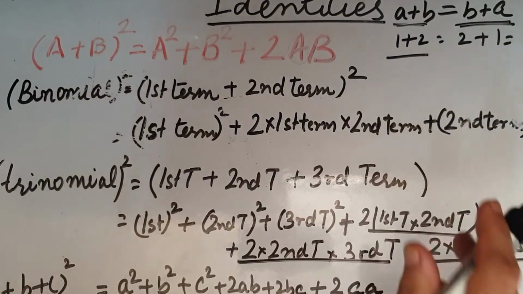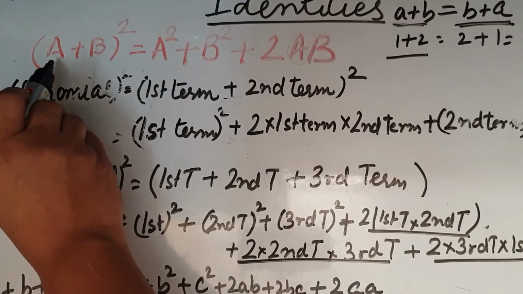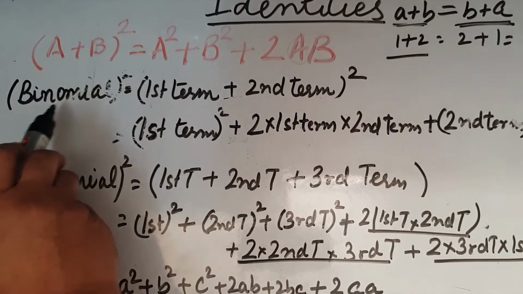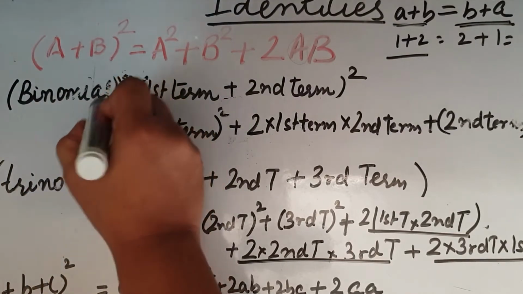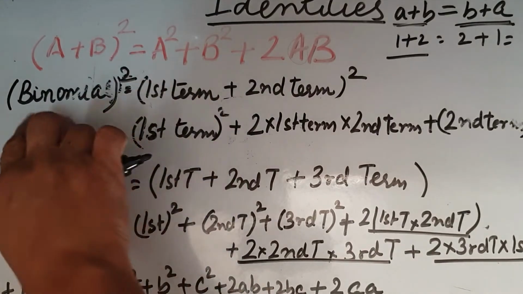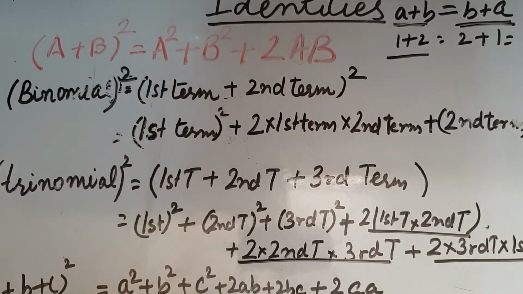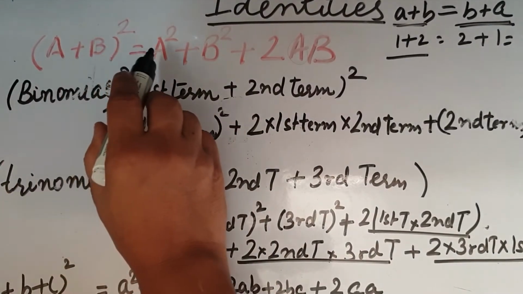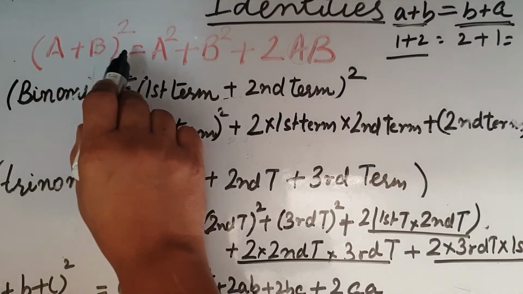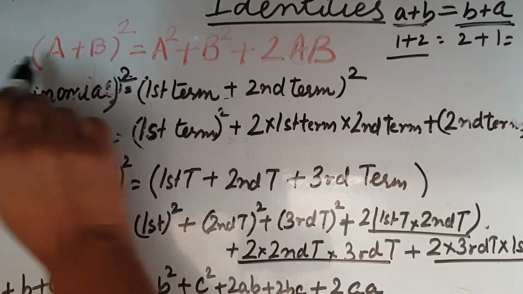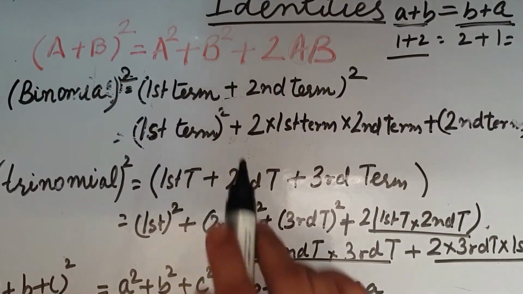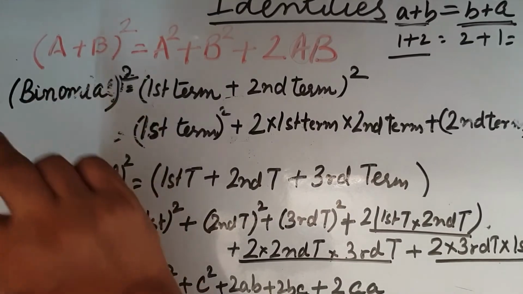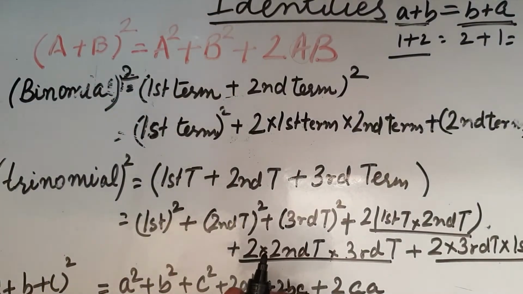Now for this chapter, we will do the identity a plus b whole square. That is a binomial square. What do you mean by a binomial? If you remember, it is an expression with two terms. And what is the expansion? It is a plus b whole square. If you write it in this way or this way, both will have the same answer for the different values of a and b, and we will learn its application.